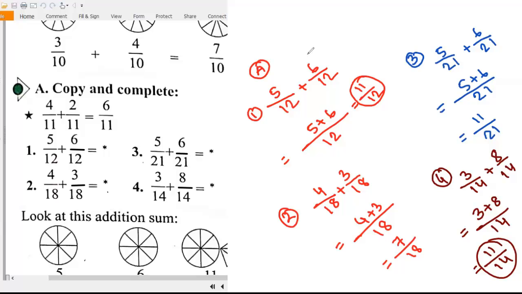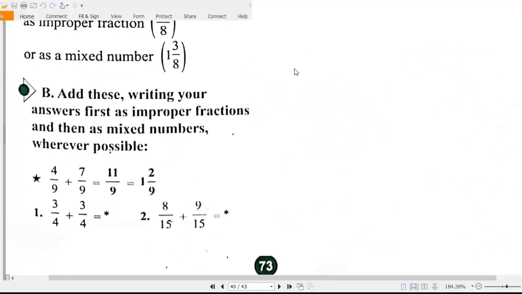Now let's go to number B. Number B, the question says add these, that means add these two fractions, writing your answers first as improper fractions. So we have to write the answer as an improper fraction at first and then as mixed numbers wherever possible. If possible, then we have to convert them into mixed numbers. So how can we solve?